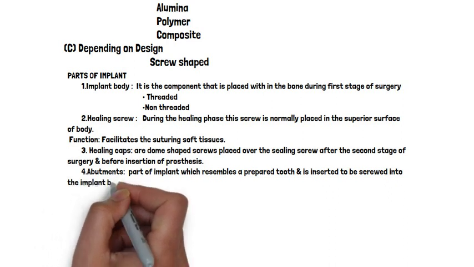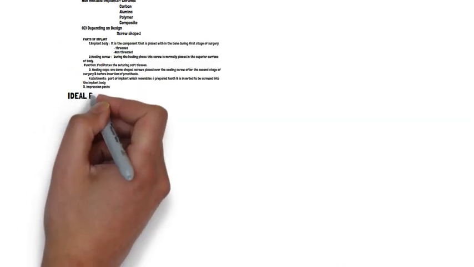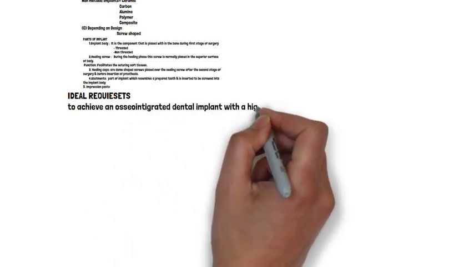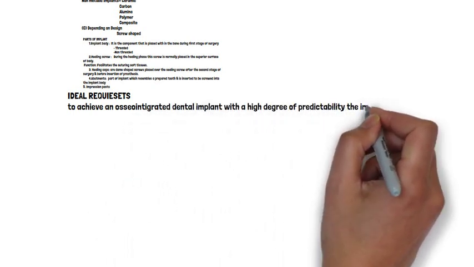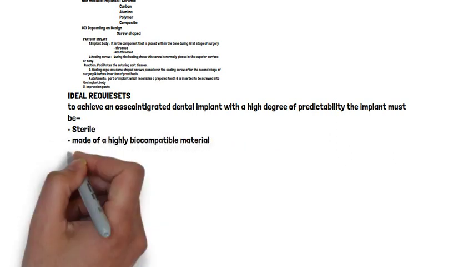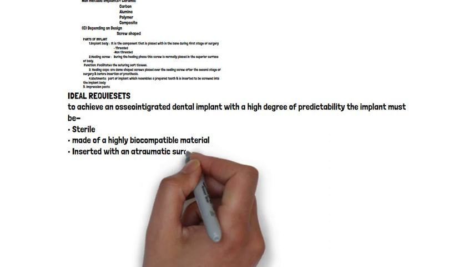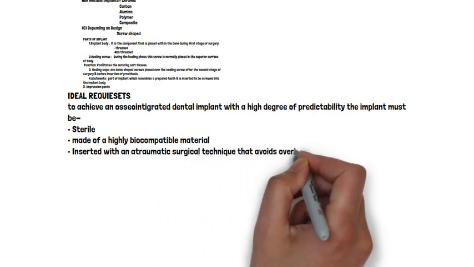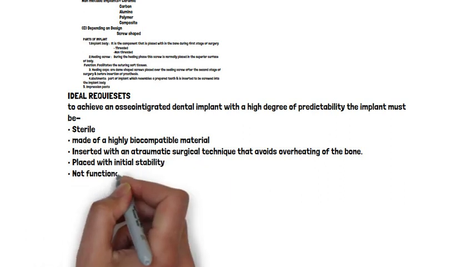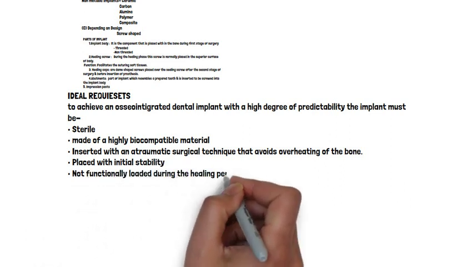Ideal requirements. To achieve an osseointegrated dental implant with a high degree of predictability, the implant must be sterile, made of a highly biocompatible material, inserted with an atraumatic surgical technique that avoids overheating of the bone, placed with initial stability, and not functionally loaded during the healing period. Accurate impressions provide a foundation for successful implant prosthodontics.